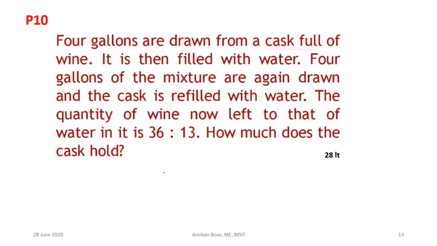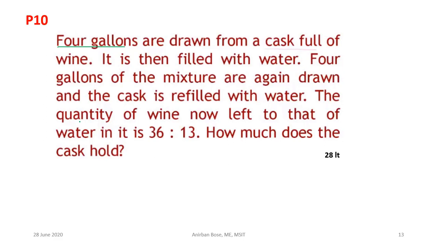So 4 gallons are drawn from a cask full of wine and it is then filled with water. Initially it is full of wine, then a portion is taken out and it is replaced by the same amount of water. So 4 gallons were taken out and replaced by pure water, 4 gallons of water. Now 4 gallons of the mixture are again drawn and the cask is refilled with water by the same amount. So this process takes place twice in this case.